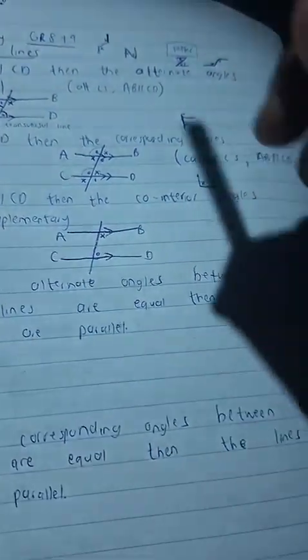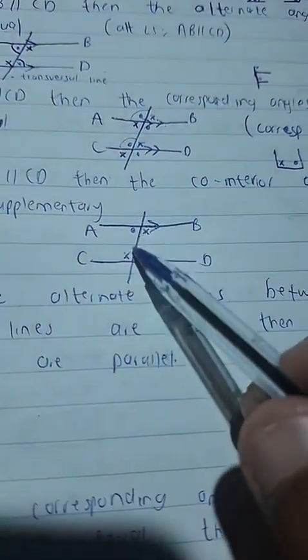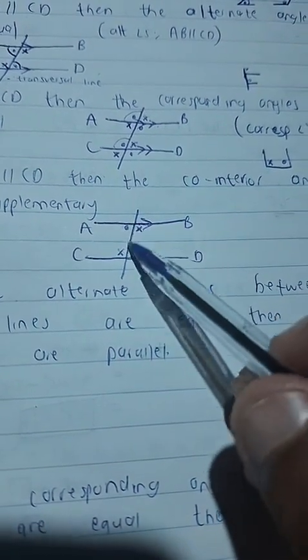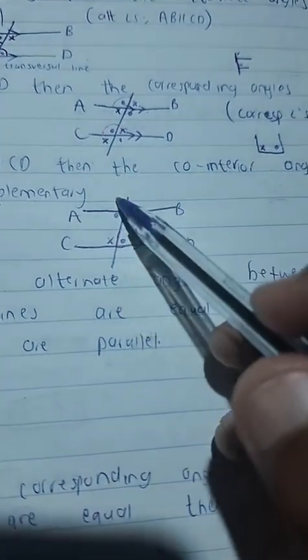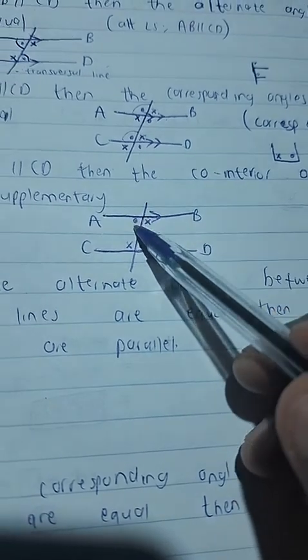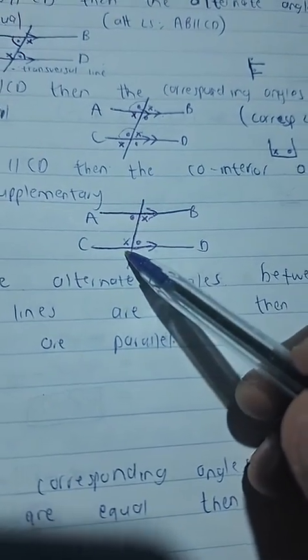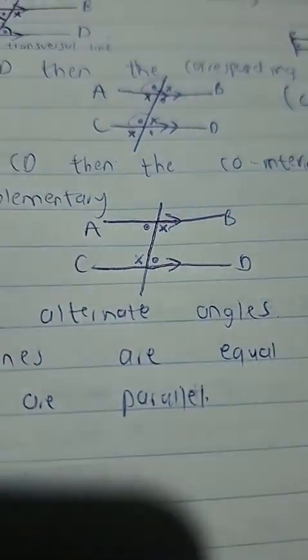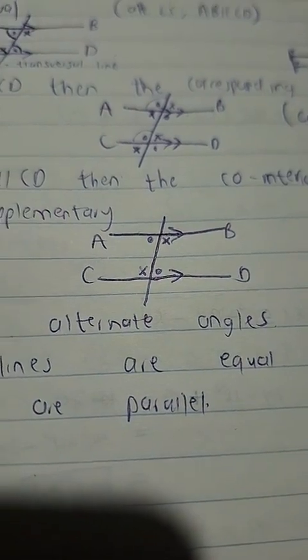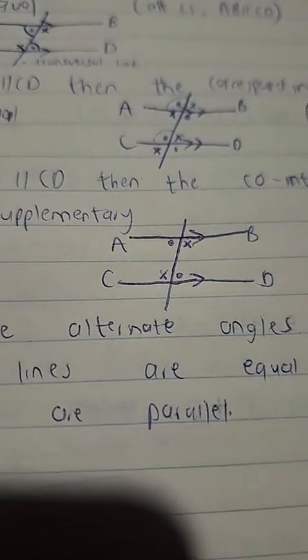Also, on the left side of the transversal line, this angle and this angle would also be adding up to 180 degrees. Why? Because they are situated internal to the parallel lines and they form the U shape as well. All right? So I hope we are clear about that.